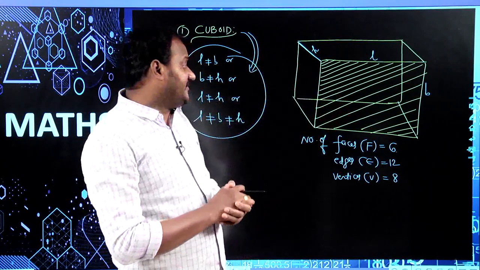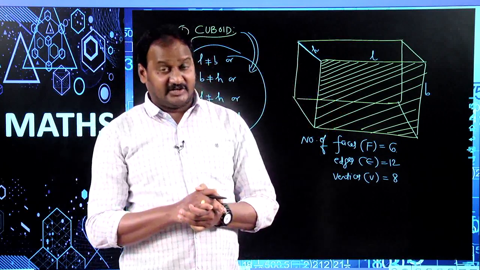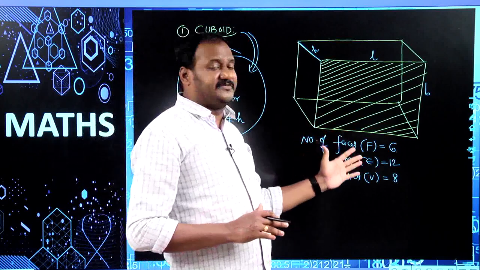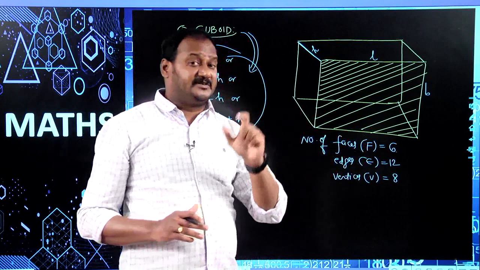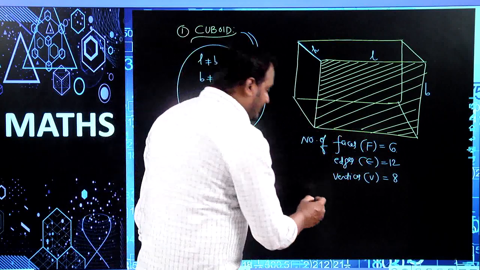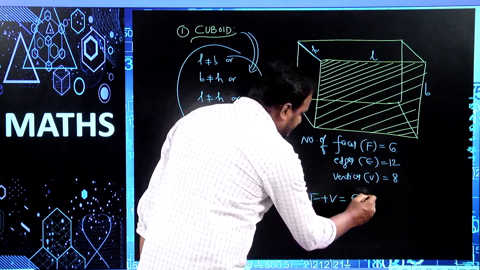There is one very, very important relationship given by Euler. So, what was that relation between the number of faces, number of edges, number of vertices of any prism or any pyramid, which is F plus V is equal to E plus 2.